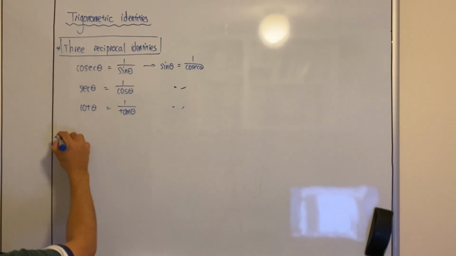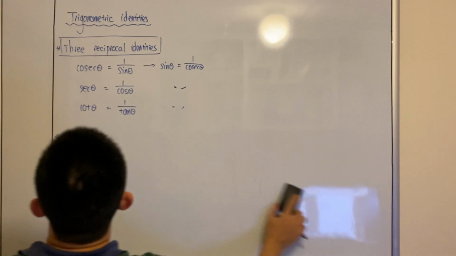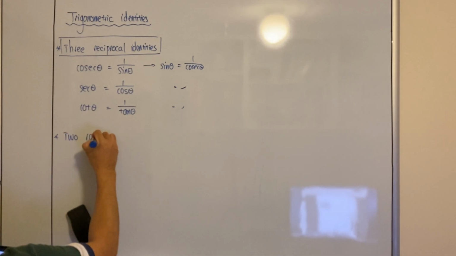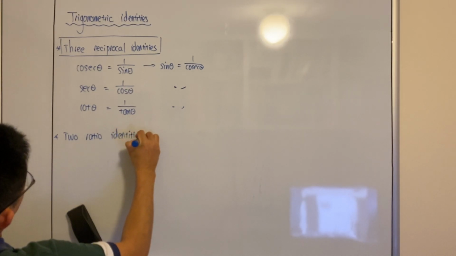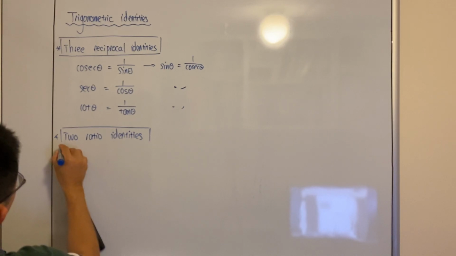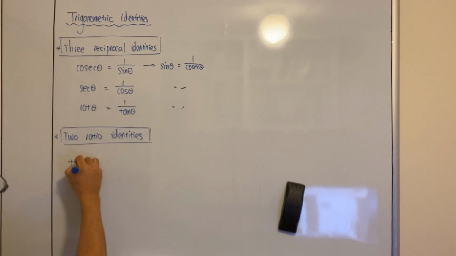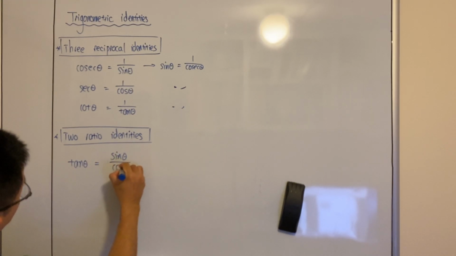The next one is called the two ratio identities. Alright, so what are the two ratio identities? It's the tangent one, so we know that tangent theta is equal to sine theta over cos theta.